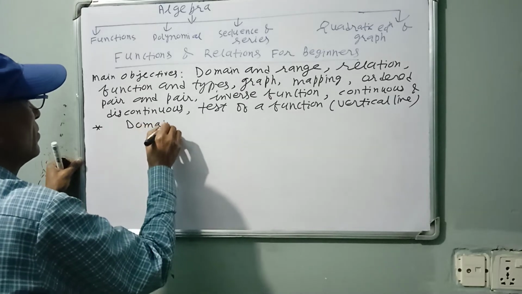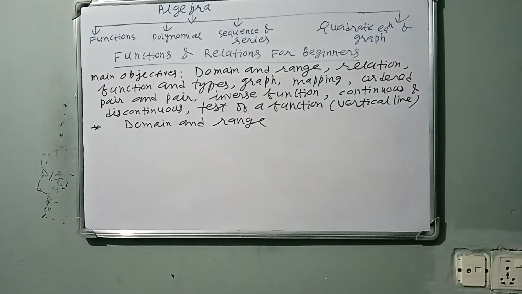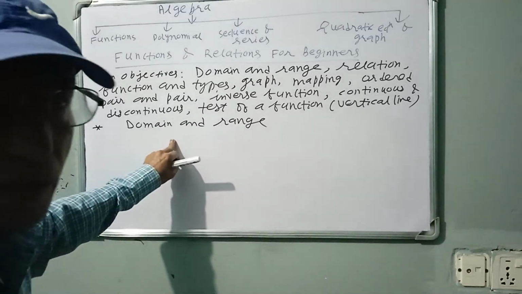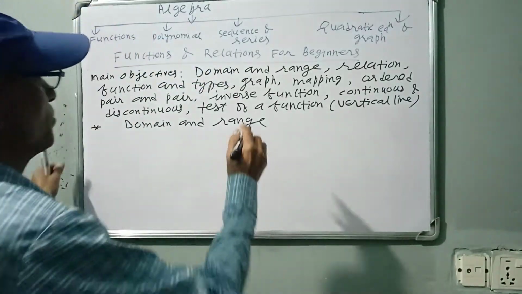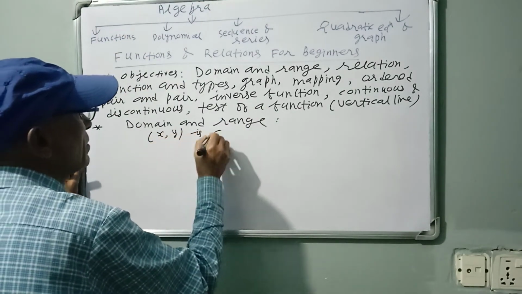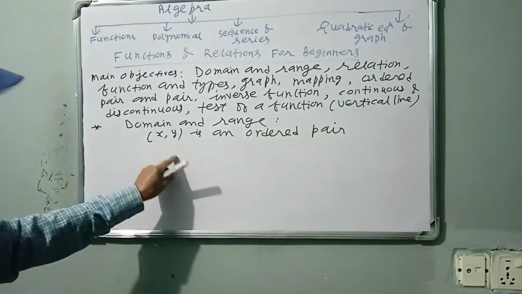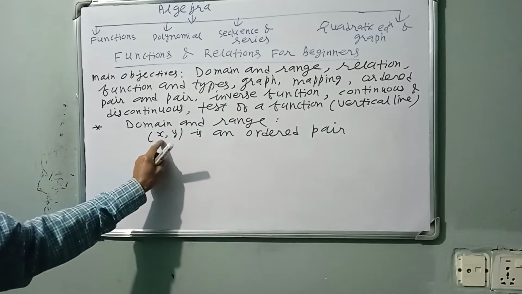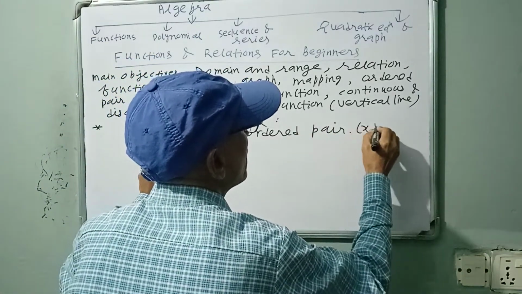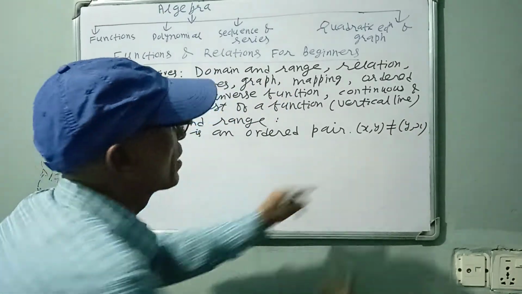Domain and range. To start, relation and function from class 8, especially for class 8, domain and range. If you take xy as an order pair, first of all you have to write down xy as an order pair. Why? Because xy is not equal to yx, since it is an order pair.